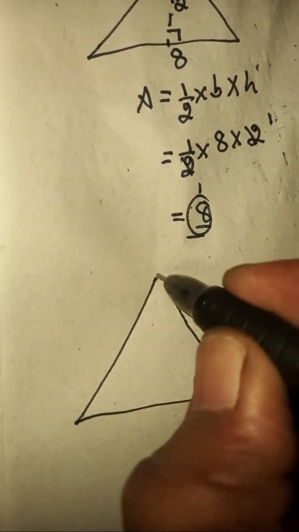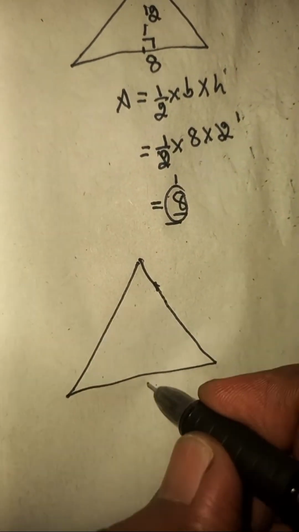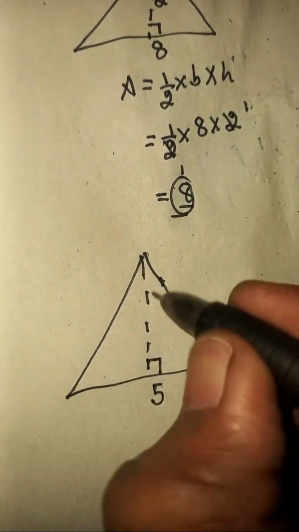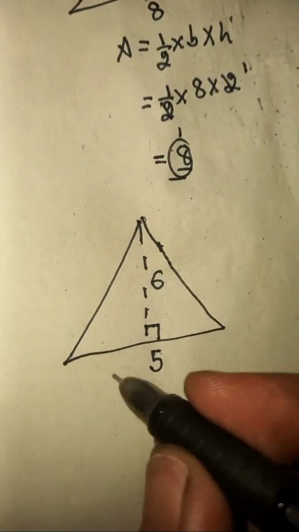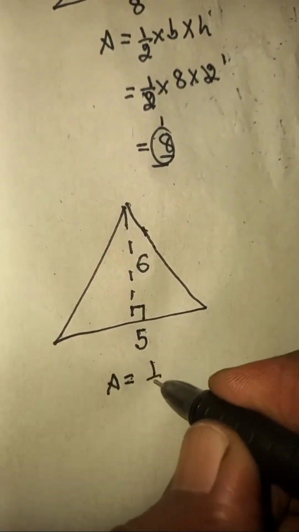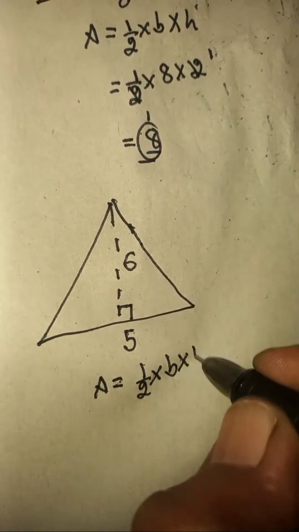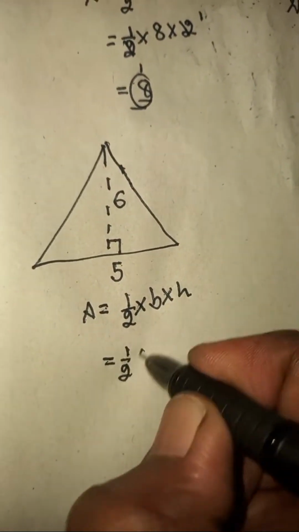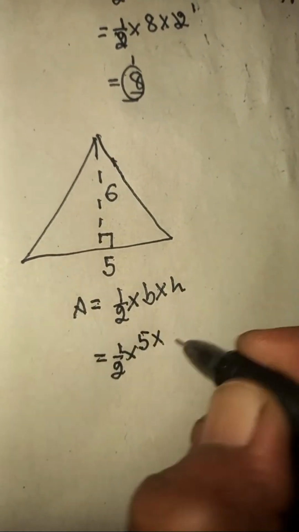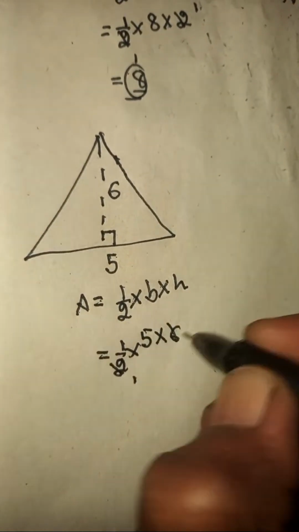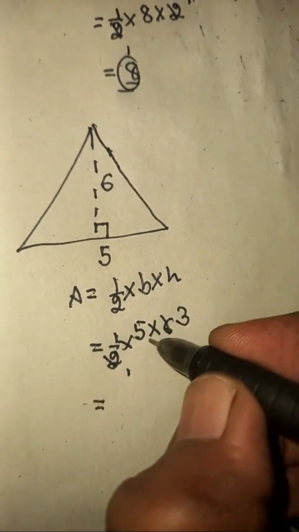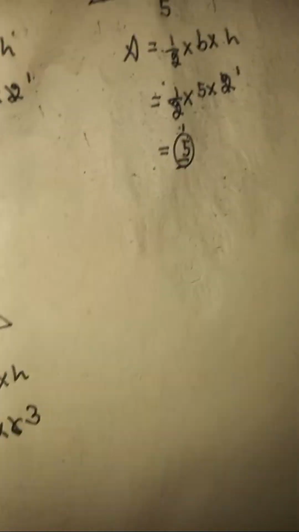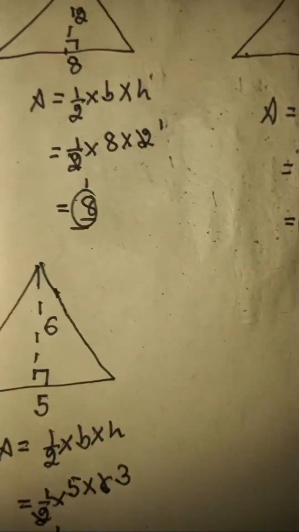In this triangle you can take 5 as the base units and the perpendicular height is going to be equal to 6. Now also area is half times base times perpendicular height. Here it is half times 5 times 6. You can divide 2 1 times, 2 3 times. 5 times 3 means 15 square units. Let's take one more triangle.